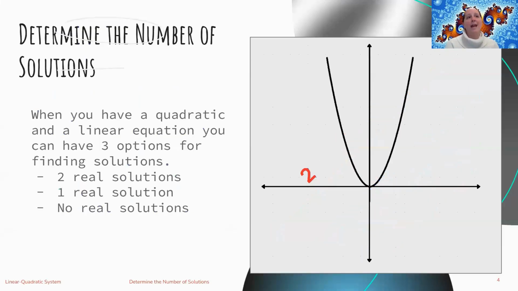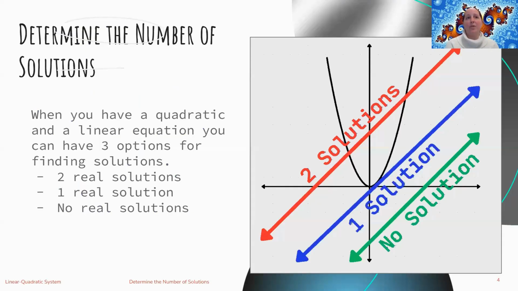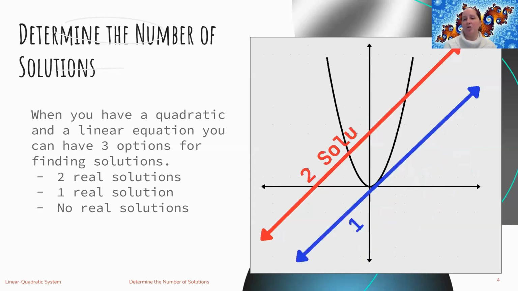When you have a quadratic and a linear equation, you can have three options for finding solutions. You'll either have two solutions, so two points where the linear equation crosses the quadratic, one solution where the linear equation will touch the quadratic at one point, or no solution where the quadratic and the linear equation never touch.